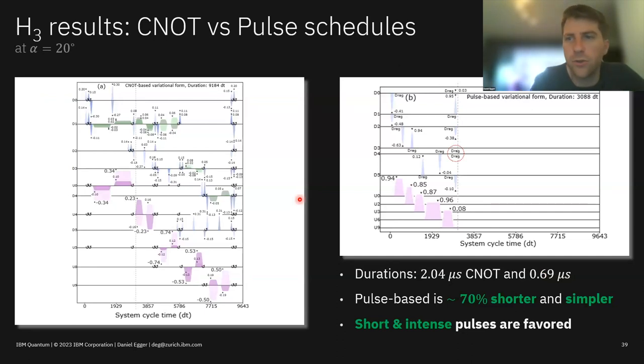If you look at the pulse schedules, you'll see that they are much simpler. This is the pulse schedule for the pulse-based VQE. We can see here the five different cross-resonance pulses. And this is the pulse schedule for the CNOT-based variational form. There's a lot of stuff going on in here to cancel all of the unwanted interactions in the CNOTs, in the cross-resonance. Whereas in this case, we simply let the quantum computer provide us with its hardware-native interaction, and then we let it figure itself out. Interestingly, and this is sort of expected, we have short and intense pulses, meaning that we are favoring shorter schedules in order to minimize the effects of T1 and T2.